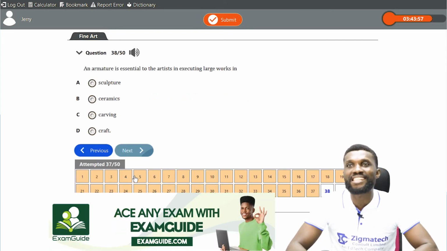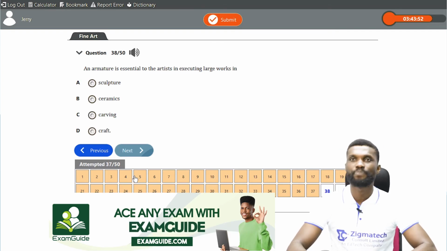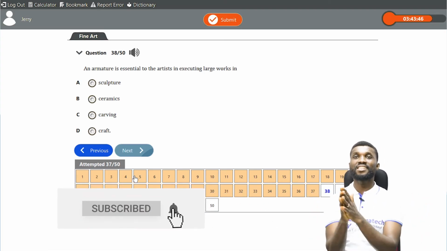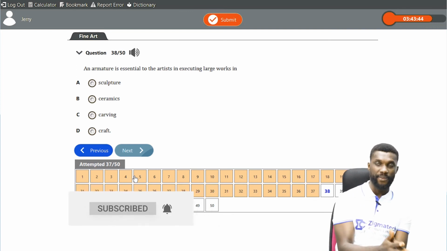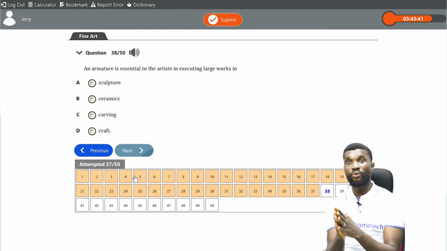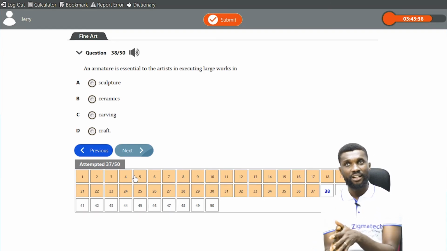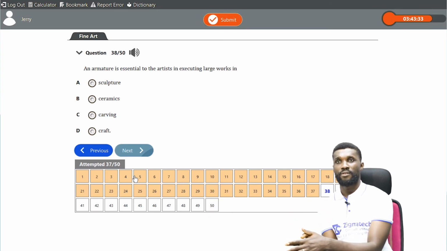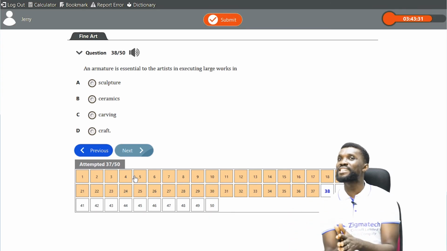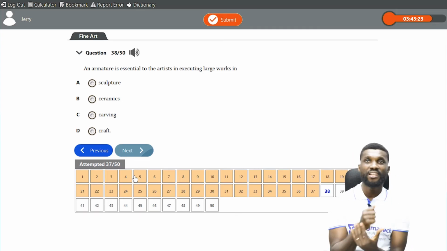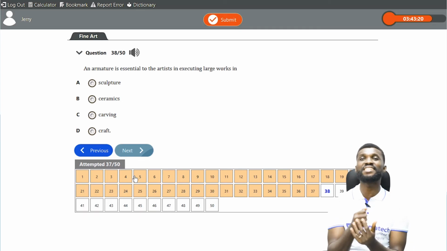An armature is essential to the artist in executing large work in dash. First, what is an armature? An armature is the skeleton of a sculpture. An armature is the skeleton of what? Of a sculpture. Therefore, an armature is essential to a sculptor. So if you look at the question, an armature is essential to the artist in executing large works in A, is it sculptural works? B, is it ceramics works? C, is it carving? And D, is it in craft?